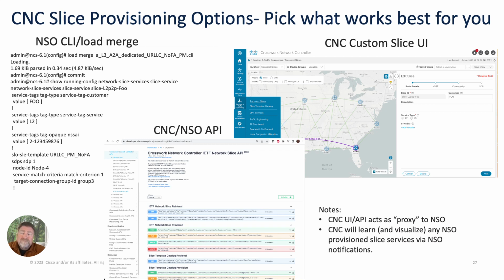I'm sure a lot of you know this, but there are three ways to provision with the Crosswork Network Controller system. One is with the UI, a very simple GUI-based UI. The other one, for more of the power users, is the APIs. We have an extensive set of APIs that you can use to provision slices, and you can also go directly to NSO and use the CLI, including merging pre-created files. So all three of these will create the slices, and they will be visualized.